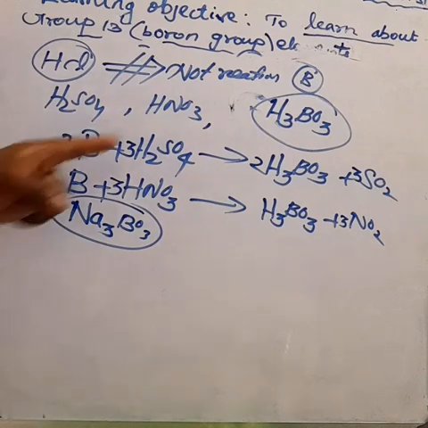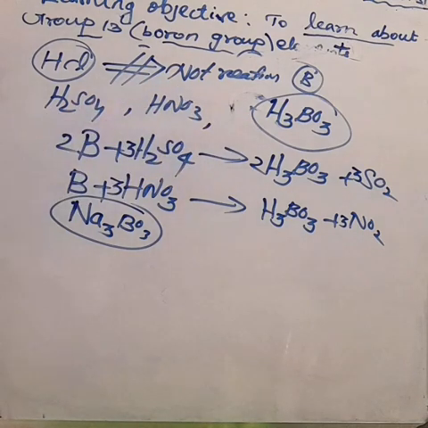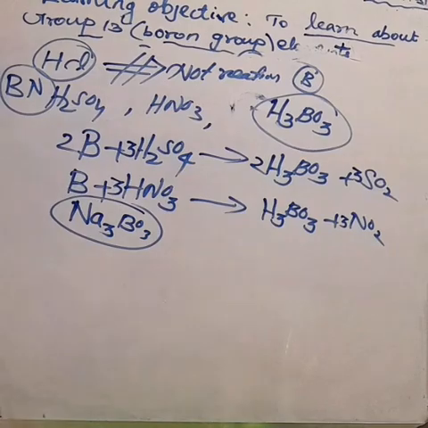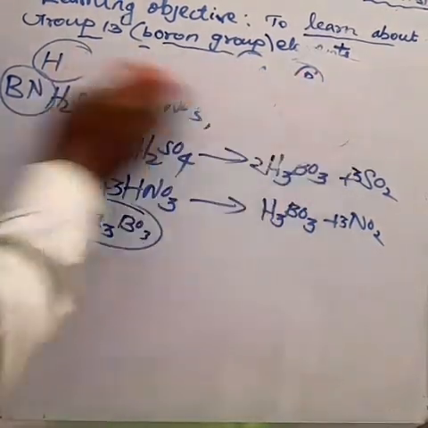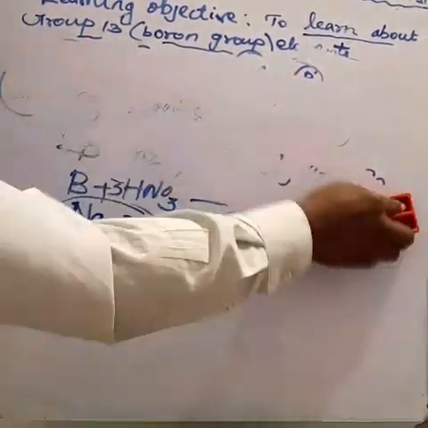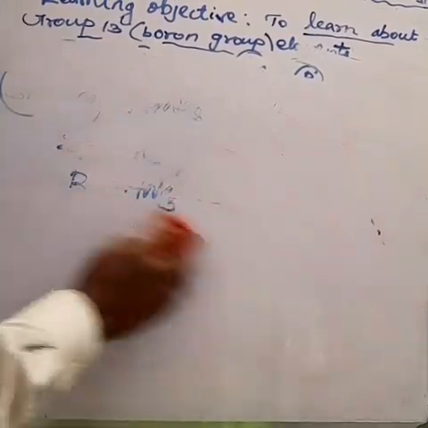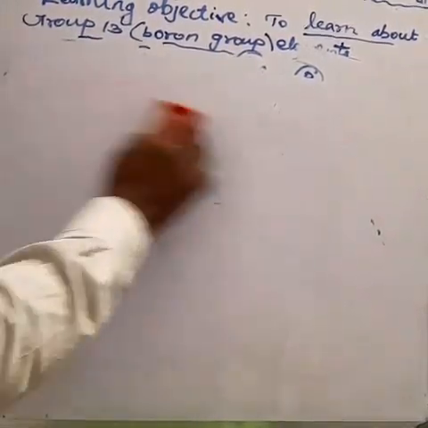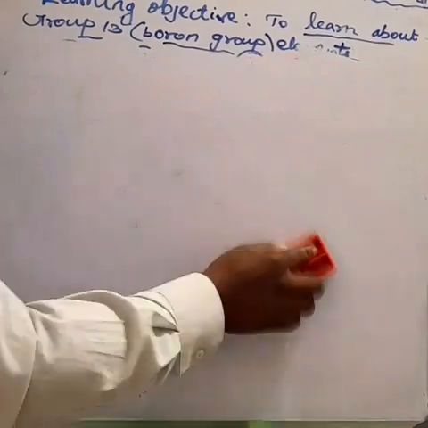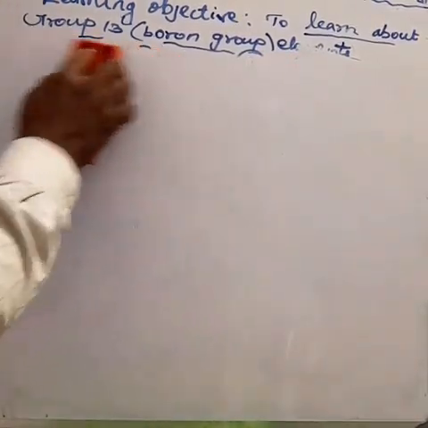What is the formula for boric acid? Am I right? What is the formula for boron nitride? BN. Okay, boron nitride BN. What is the formula for boron trioxide? B2O3. What is the formula for boric acid? H3BO3. What is the formula for sodium borate? Na3BO3. Okay, so how is sodium borate prepared from boron?